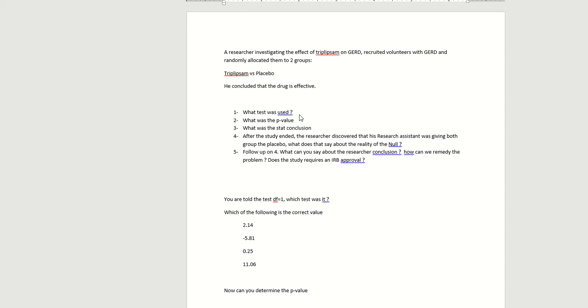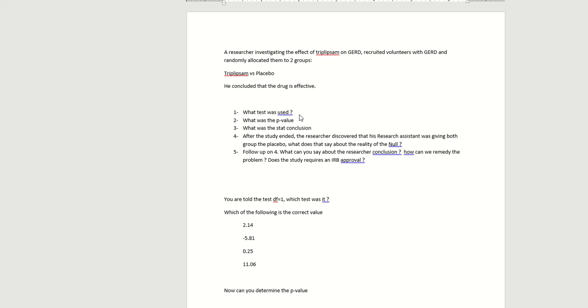Every time you're asked that question, you need to ask yourself the three questions. How many groups? Are they the same people in every group? And what is the outcome? So the first question, how many groups. We have two groups. One group is the triplypsam, the other one is the placebo. The second question is, are they the same people? No. We're told that he randomly put them into these two groups. So these are not the same people. The last question is, is the outcome numerical or is it categorical?